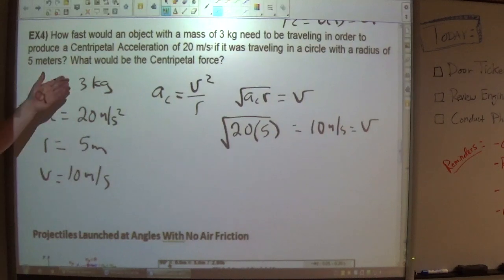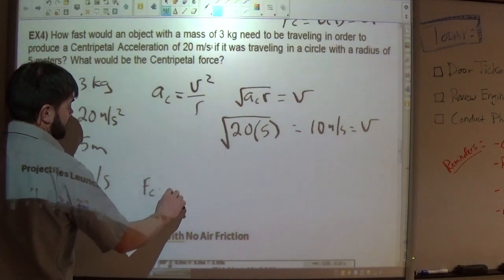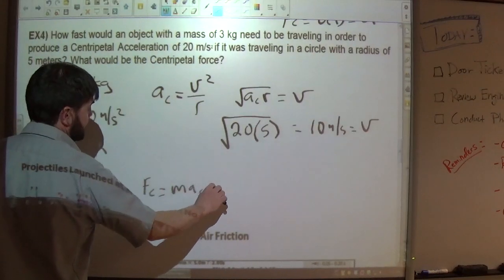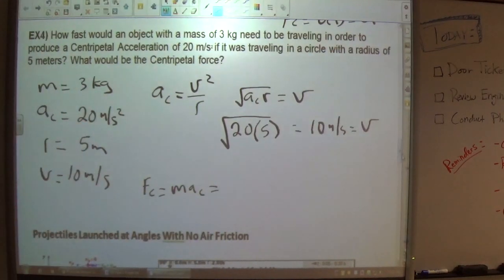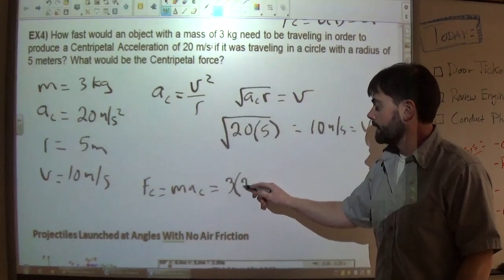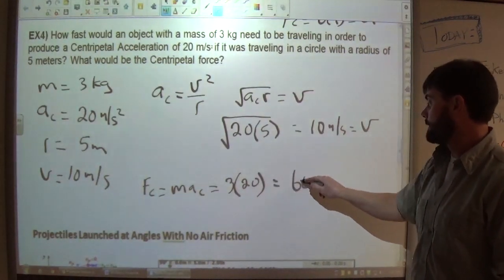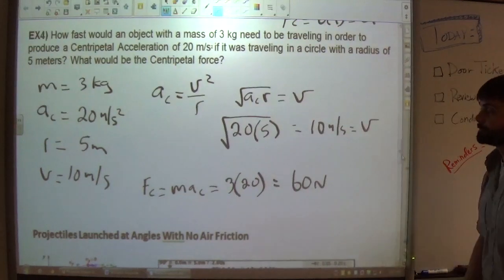The second part is asking us to figure out a centripetal force, and centripetal force is equal to mass times centripetal acceleration. So we already know the centripetal acceleration is 20, and we know the mass is equal to 3. So I'm going to simply put in the 3 kilograms, and I'm going to put in 20 meters per second squared, which is going to give me 60 newtons.